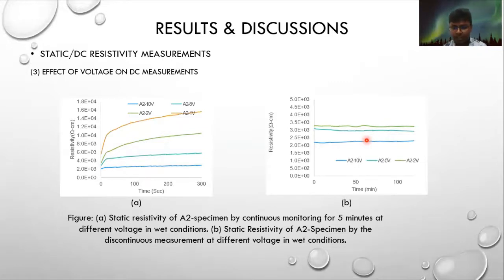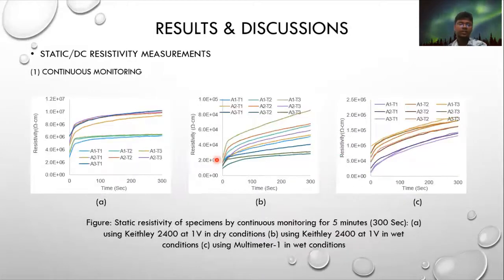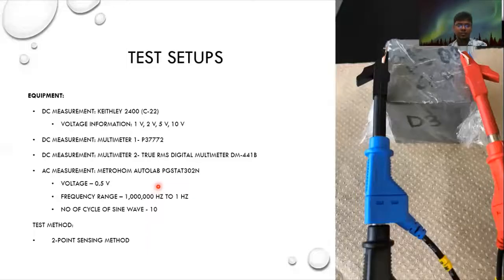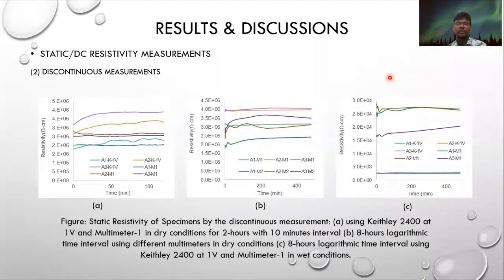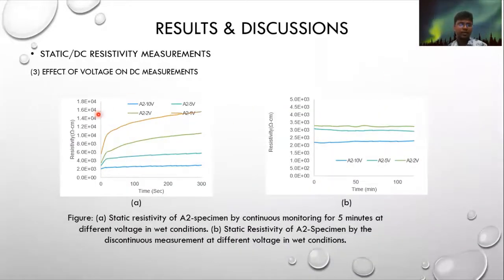The reason discontinuous monitoring is showing a consistent value is that when we connect the specimen continuously, then as we discussed, there is a charging effect. But when you disconnect after getting the value, the charging effect is not that much. So that's why we are getting the consistent value. From these results, we can conclude that with various conditions and various instruments, our DC measurement is not showing consistent values.